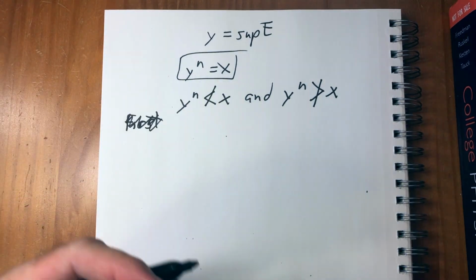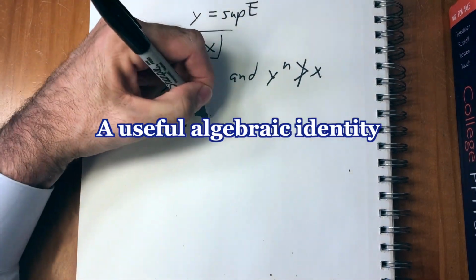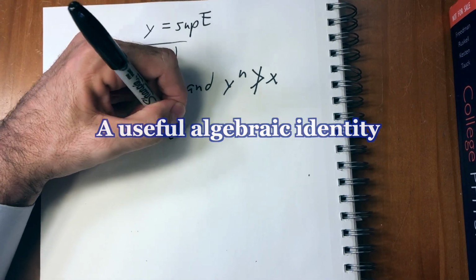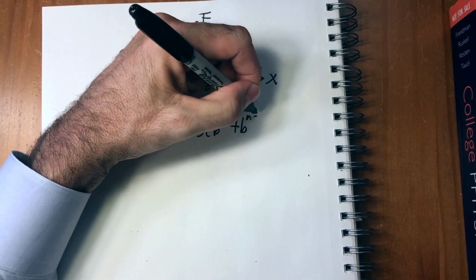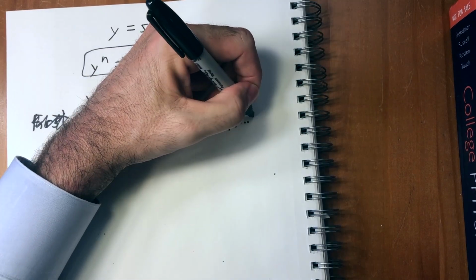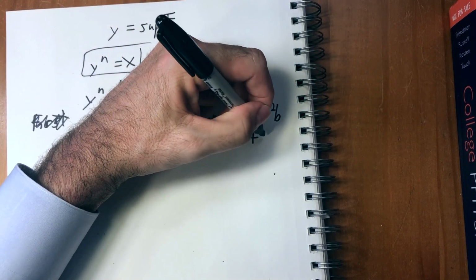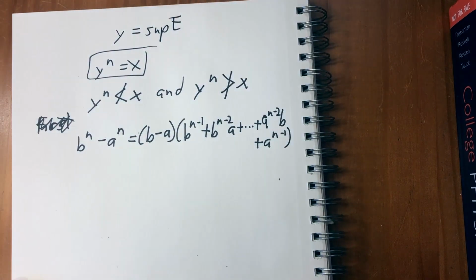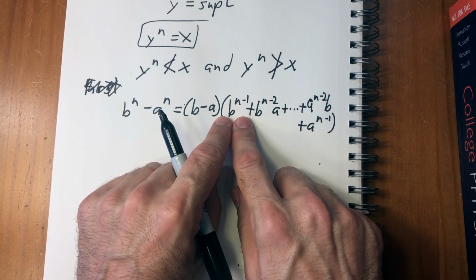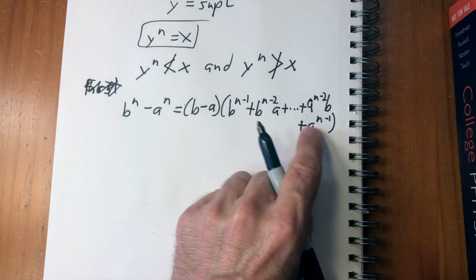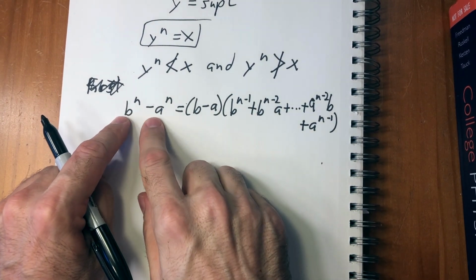In order to do that, we're going to use an identity from algebra. So the identity is that b to the n minus a to the n equals b minus a times b to the n minus 1 plus b to the n minus 2 a plus a to the n minus 2 b plus a to the n minus 1. Right, so it's just symmetric. You start with the high exponents of b and no exponent of a, and then you go down to high exponents of a and no exponents of b, all of that times b minus a, and you'll end up with b to the n minus a to the n.